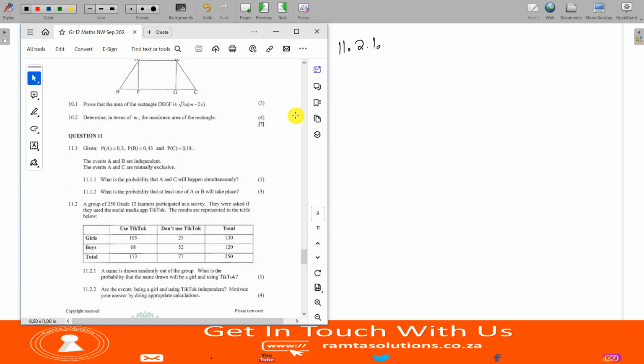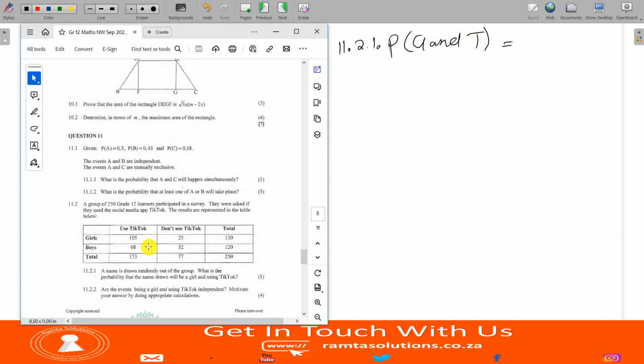11.2.1: Let's confirm. 105 plus 25 should be 130. 68 plus 52 should be 120. 105 plus 68 is 173, correct. 25 plus 52 is 77, correct. Okay, it's fine. Now, a name is drawn randomly out of the group. What is the probability that the name will be a girl and using TikTok? So the probability that you are a girl and using TikTok.